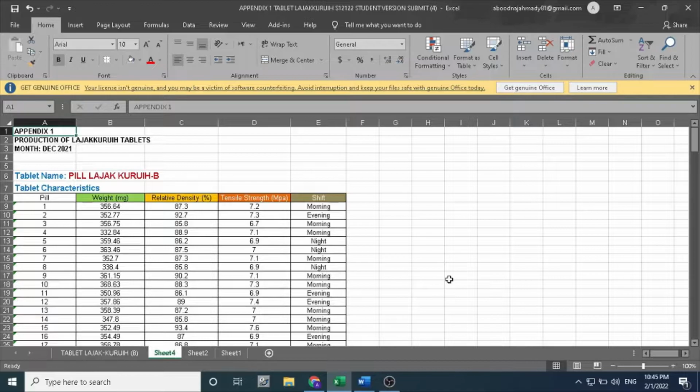Assalamu alaikum, and today I would like to make a summary about the production of Lajak Korea tablets, specifically tablet B. The summary is of the production from the month of December 2021.